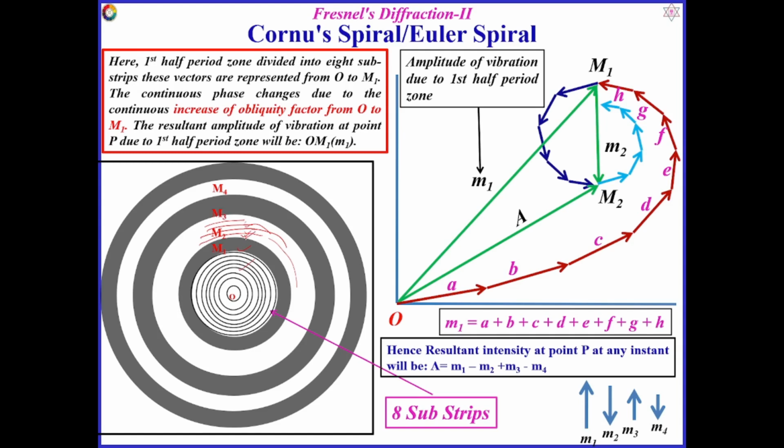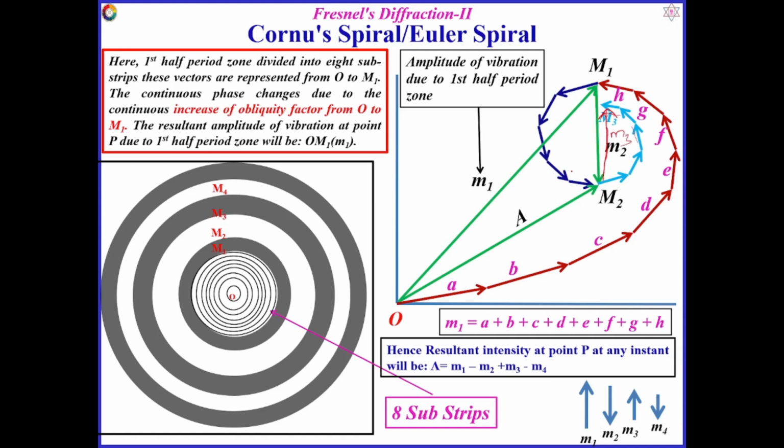So for the first strip it will be this one, and for the second strip it will be this vector, and this vector, exactly at the end of the third half period zone, which is nothing but M3. This point is your M3. Likewise, we can consider its resultant. The resultant vector will be this one, considering only the third half period zone. So due to the third half period zone, this one will be M3.